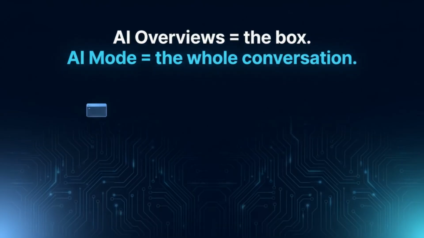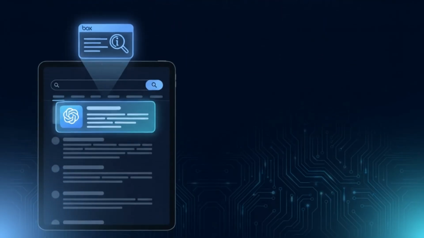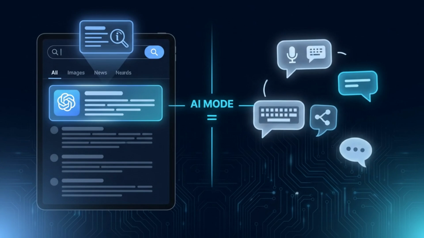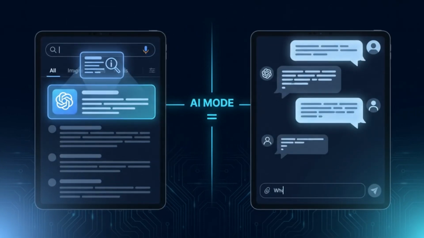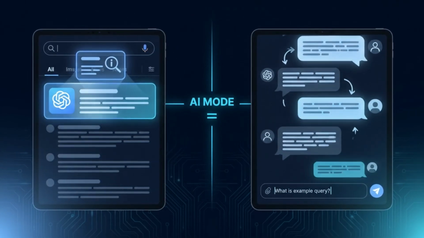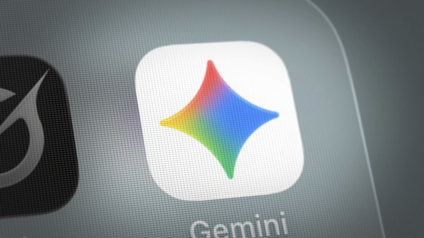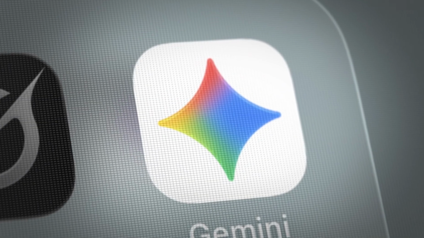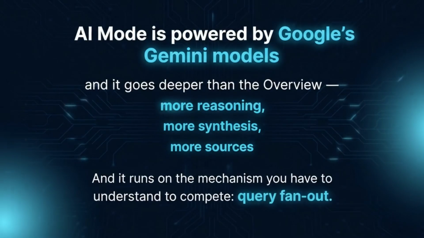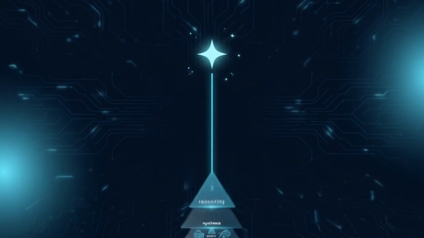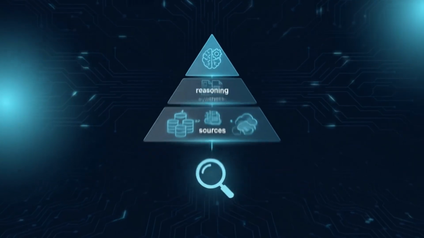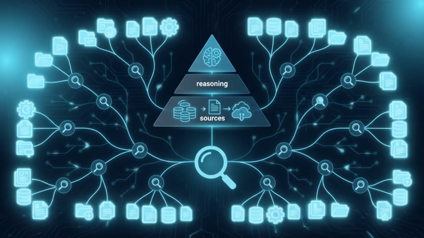AI Overviews is the summary box at the top of a normal results page. AI Mode is a full conversational search experience. You ask, it answers, you follow up, like a chat. AI Mode is powered by Google's Gemini models, and it goes deeper than the overview. More reasoning, more synthesis, more sources pulled together. And it runs on the mechanism you have to understand to compete: Query Fanout.